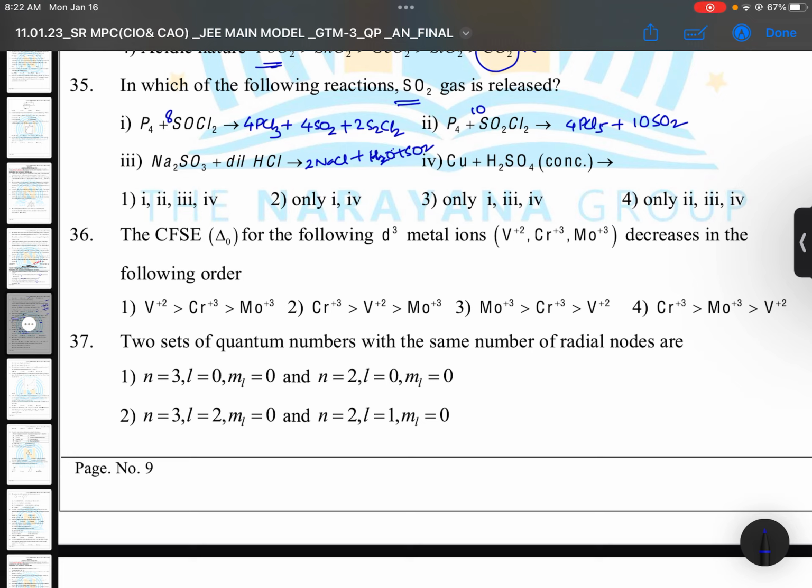Copper with concentrated sulfuric acid also, copper sulfate plus SO2. So all 1, 2, 3, 4.